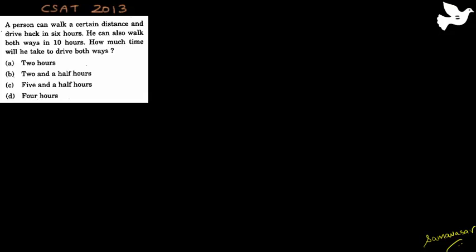This is another question which appeared in CSAT 2013. Now this says a person can walk a certain distance and drive back in 6 hours. So a person is walking a certain distance d, and let me just take the coming back also on this side only, because basically it means that he's traveling the same distance d again. He's traveling the distance d. So he's walking here and he is driving here, and he takes a total of 6 hours.